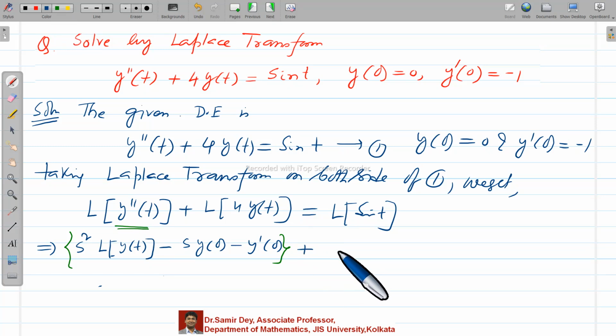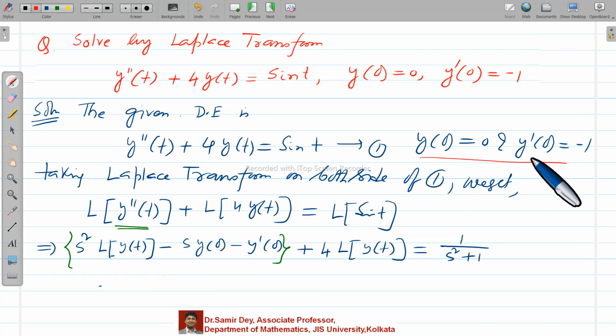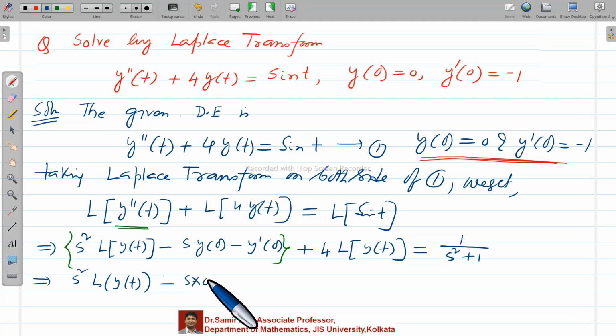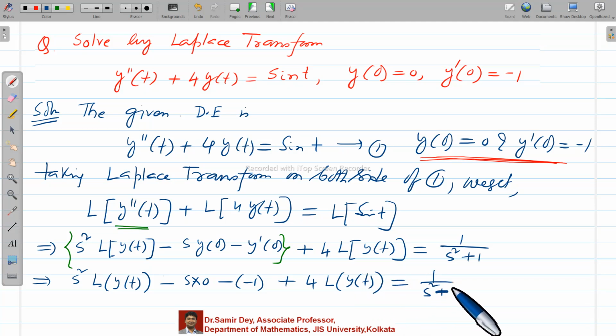Now next from here you may write 4 L of y(t) is equal to, what is the L of sin t? Already you know, 1 by s square plus 1. Now just check here, y(0) and y'(0) you have. These are the given conditions you have to substitute here. So from here you may write s square L of y(t) minus s into 0 minus (-1) plus 4 L of y(t) is equal to 1 by s square plus 1.